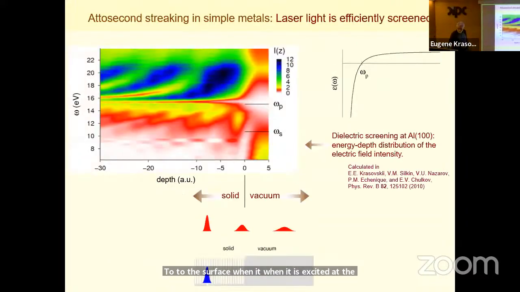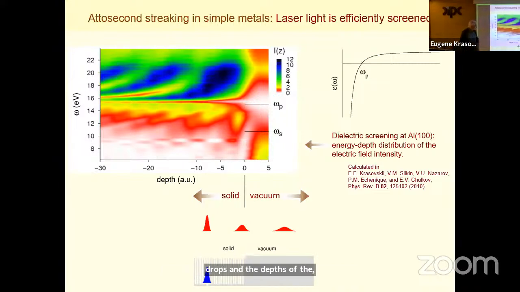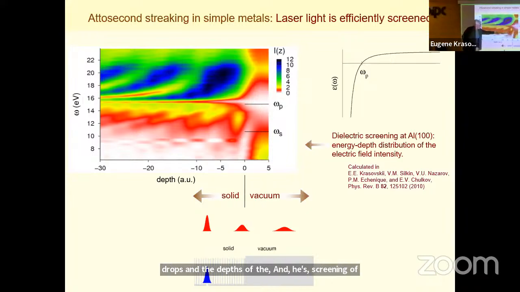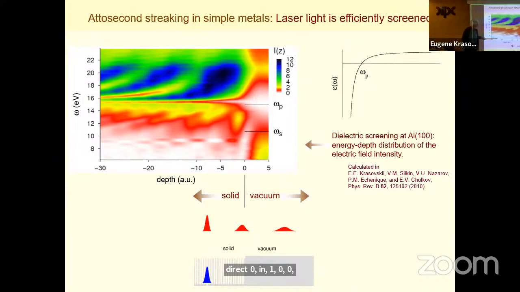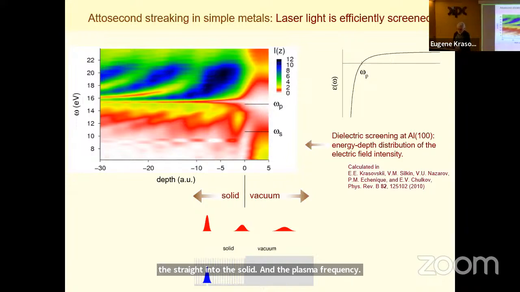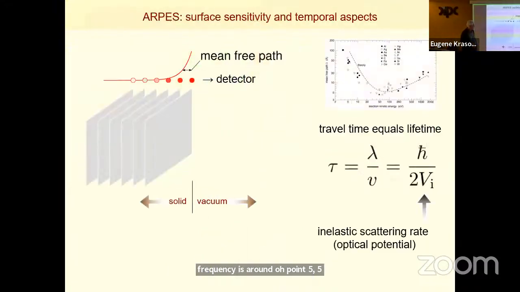And indeed, here is the screening of the electric field in the aluminum 100 surface, and well below the plasma frequency, you can see the field does not penetrate into the solid. The plasma frequency is around 15 eV, and the streaking field frequency is around 0.5 eV. So this condition is quite reasonable for simple metals.